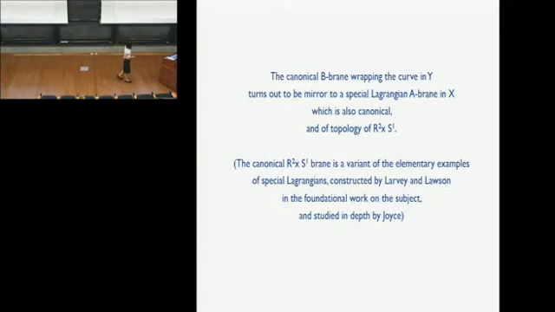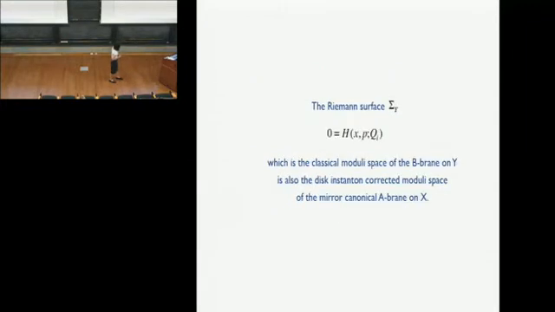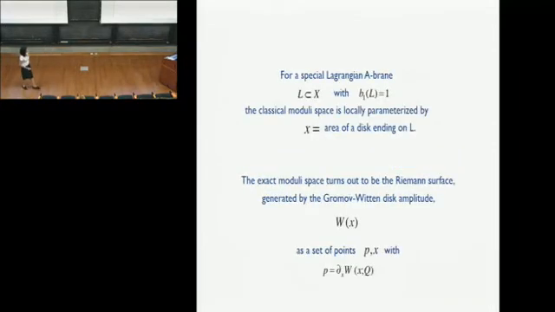So it's sort of the first thing you can think of. It's very canonical. Analogous to the T3 fiber, I guess. Okay, now this Riemann surface, which is the classical moduli space of this canonical B brane on Y, is also the disk instanton corrected moduli space of this mirror canonical A brane. Okay, so what do you mean by that?